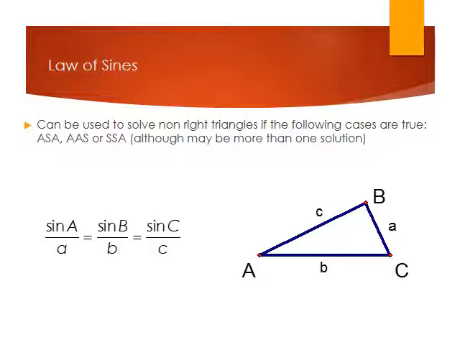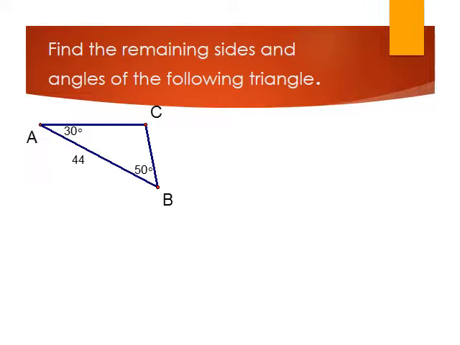All right, so basically the formula is the sine of A over A is equal to the sine of angle B over B, which in the extended proportion is equal to the sine of C over side C. So what does that look like? If I want to find the remaining sides and the angles of this triangle, I can do that.